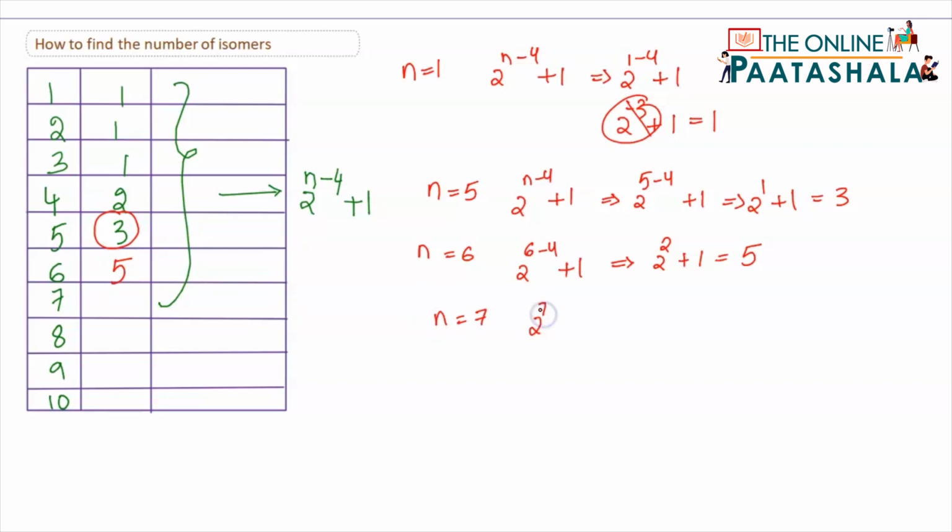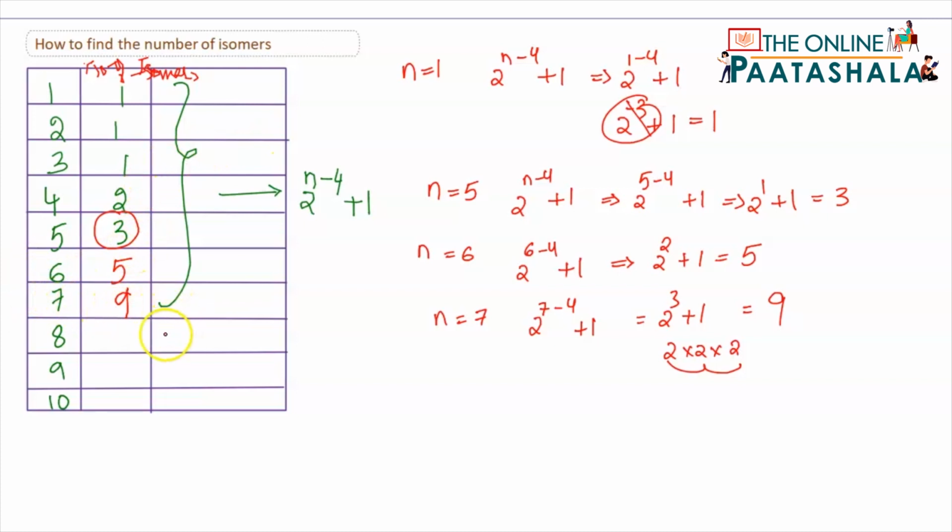Next n equals 7. 2 power 7 minus 4 plus 1 equals 2 power 3 plus 1. 2 power 3 means 2 into 2 into 2: 2 twos are 4, 4 twos are 8. 8 plus 1 is 9. So there are 9 isomers here. So up to 7 carbons, these are the numbers of isomers.